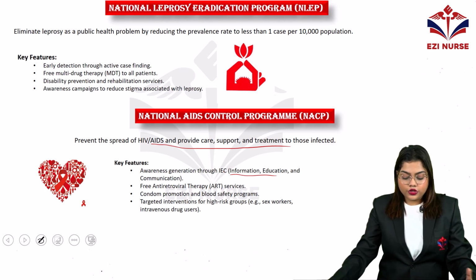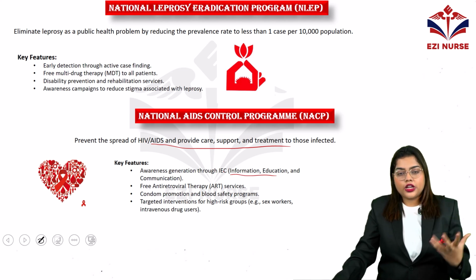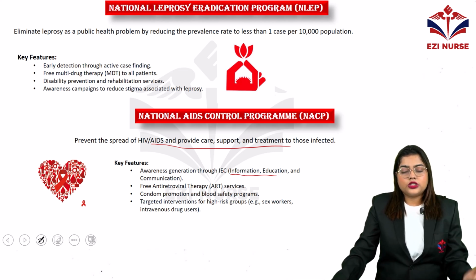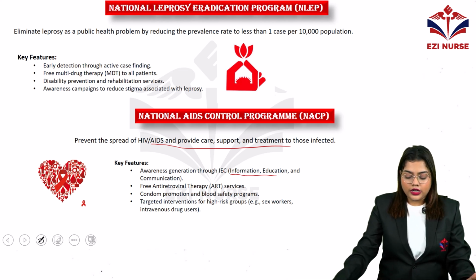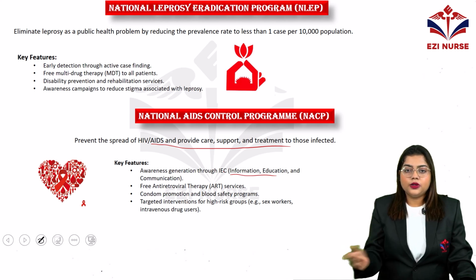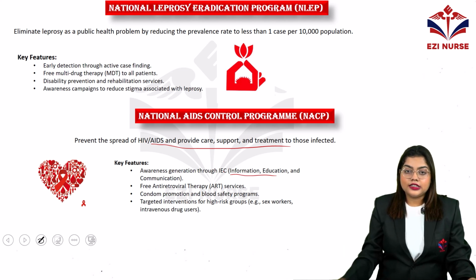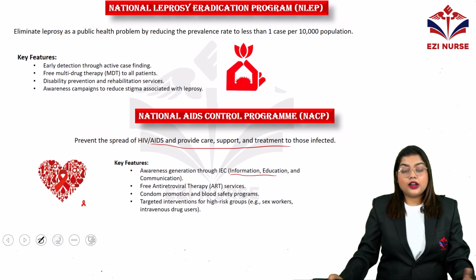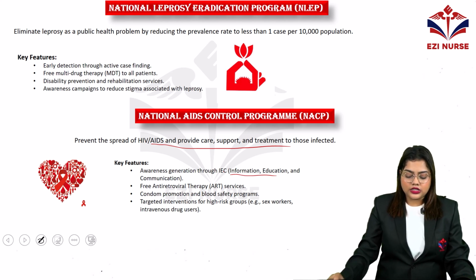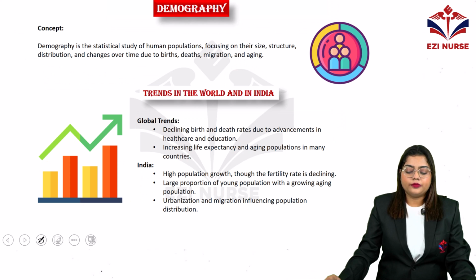Then condom promotion and blood safety programs, like using physical protection during sexual intercourse to avoid body fluid contact. Also the blood safety programs, where we have to encourage people, especially medical staff, not to use the same needle from one patient to another, and to maintain sanitization. Also there will be targeted interventions for high-risk groups such as sex workers and intravenous drug users. Okay, so these are the main key features of the National AIDS Control Program.